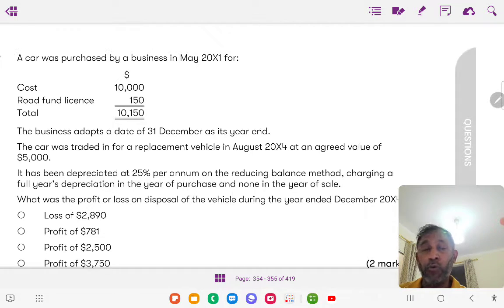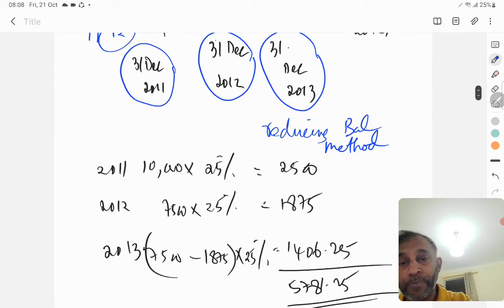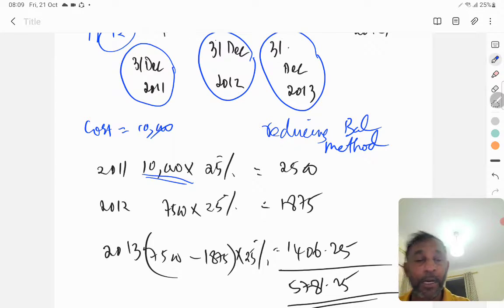So how do you define capital expenditure? Any expenditure incurred in order to bring an asset to its intended location and workable condition. Therefore, this 150 cannot be considered a capital expenditure. That must be revenue expenditure. Sometimes we use the terms capex and opex. This 150 is an opex. With that understanding, we now clearly understand that the cost of the car is only 10,000. That's why we start our depreciation calculation on this 10,000 and we follow the reducing balance method.